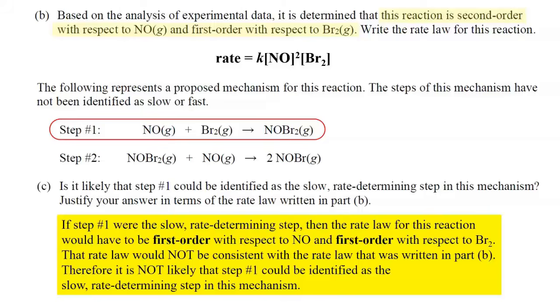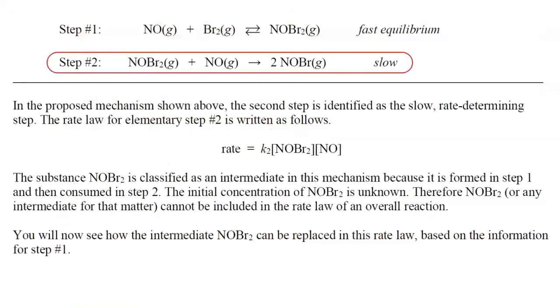So what does that mean now? If step 1 is not the slow step, it means that step 2 is going to be the slow step. And we haven't seen this before in the packet. So what do we do if step 2 of the mechanism is the slow step? Let's take a look. In the proposed mechanism shown above, the second step is identified as the slow rate determining step. So the rate law for elementary step number 2 is written as follows.